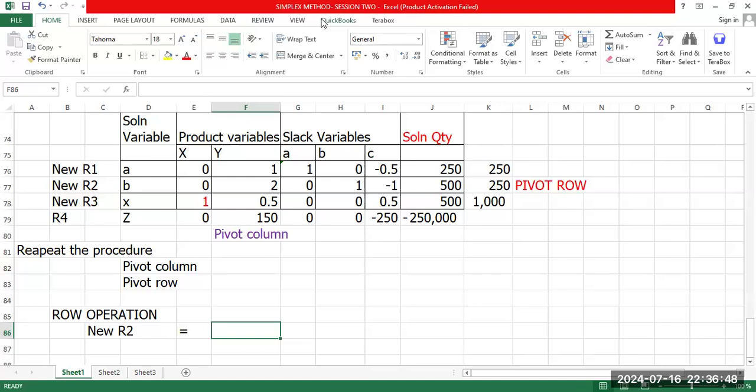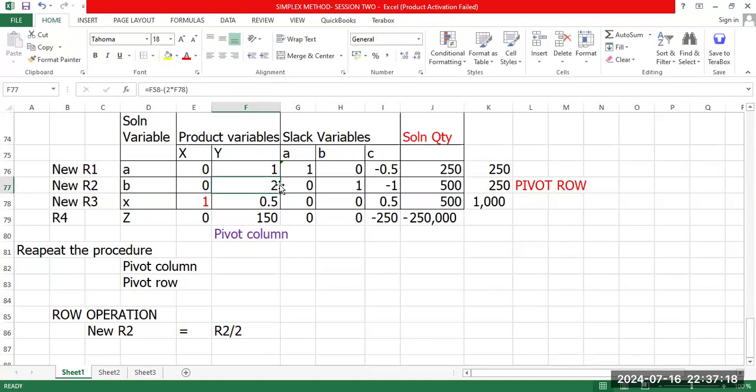The formula is new row 2 divided by... Row 2 divided by? What is our meeting point? Pivot column is here. Pivot row is here. Meeting point is okay. You are right. It is row 2, the row you want to change, divided by the figure you want to change.